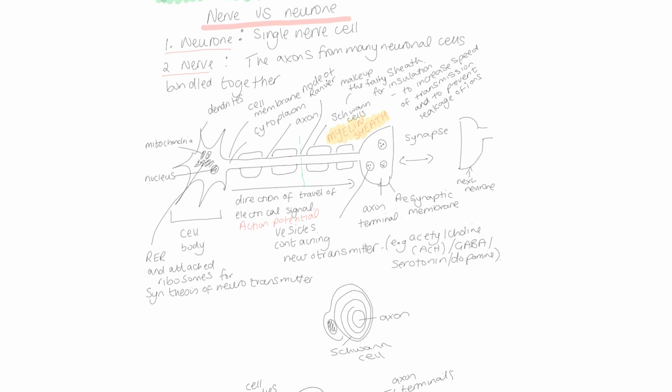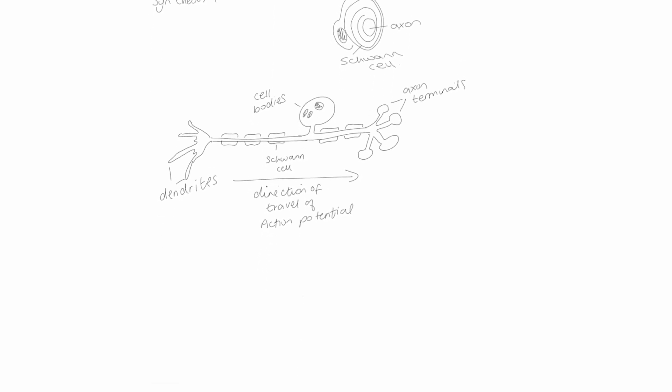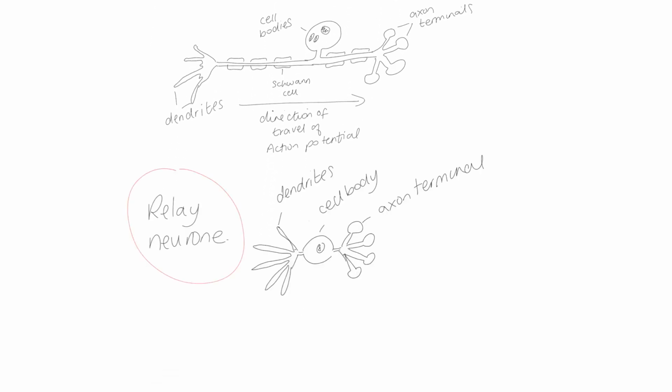Motor neurons look just like the generalized neuron, so we can use that as our exemplar for the motor neuron. And relay neurons, which have no visible axons really at all, but they have bunches of dendrites and axon terminals at either end with their cell body in the middle.